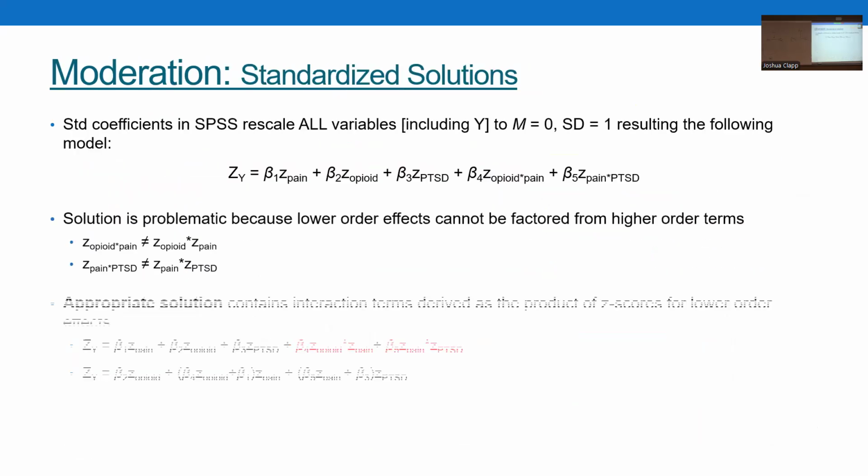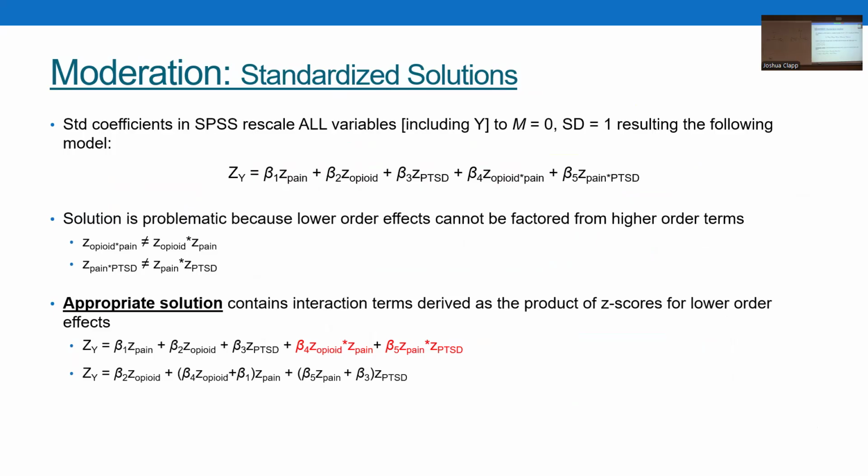So do people see how we're going through and getting this? Because what we would want to do with this standardized solution is break these coefficients out into their components. And what SPSS does is it takes the interaction terms that you created with your centered variables and takes z-scores of those. We can't separate those out.